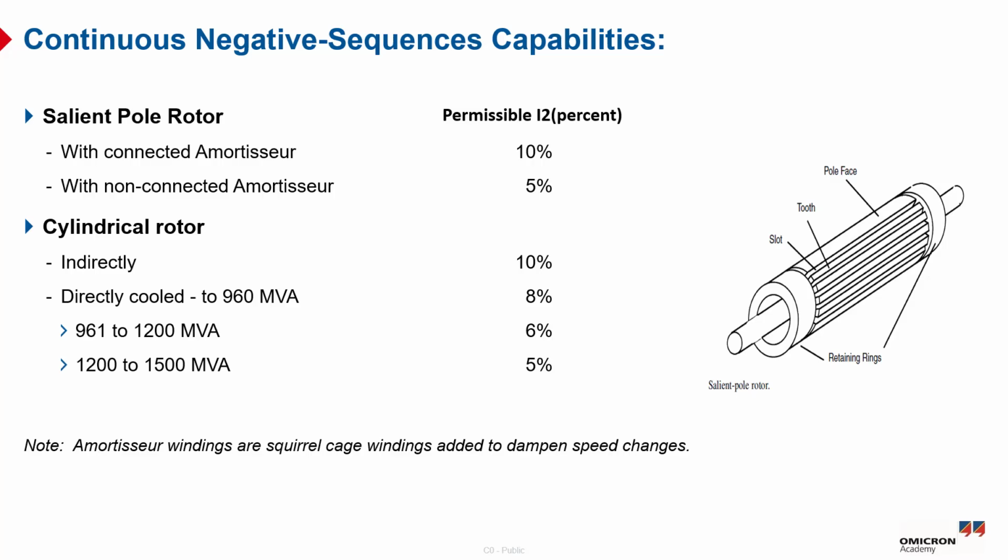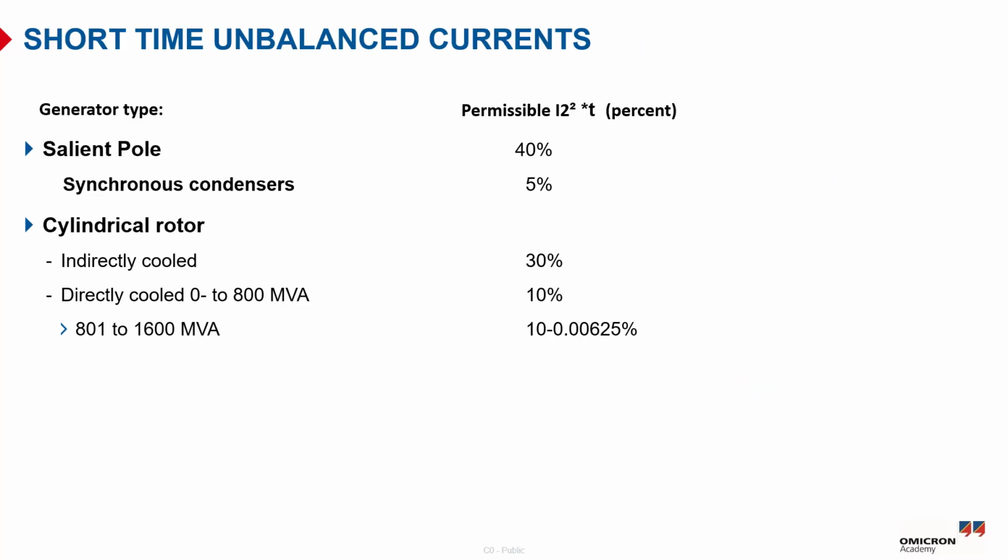It's worth noting that the winding, also known as a damper or squirrel cage winding, is used to reduce oscillation and also to help stabilize the rotor winding during transient conditions, improving the machine's ability to withstand the unbalanced stresses. Now we will talk about the short time capability for unbalanced current. The standard requires that the generator withstand unbalanced fault conditions that result in the I2 squared T duties listed in the table shown in our presentation.